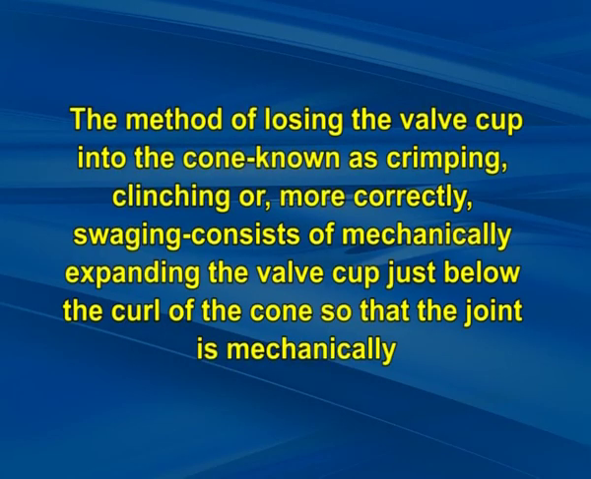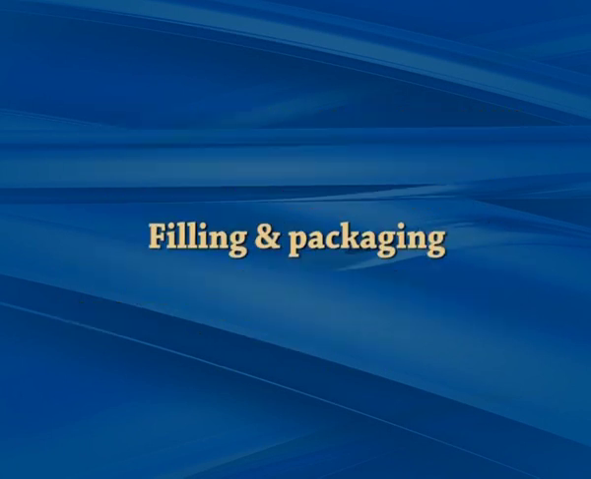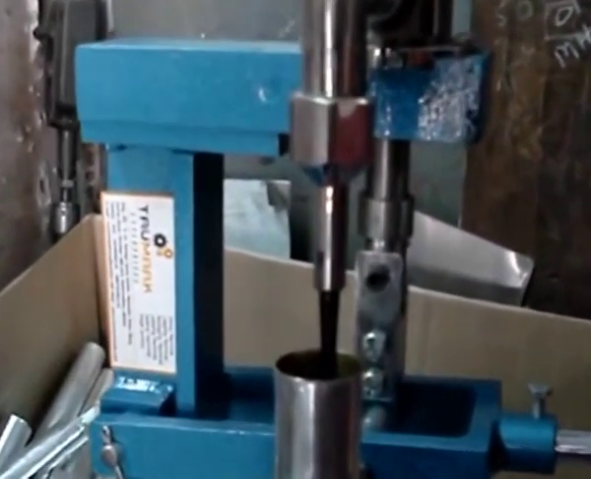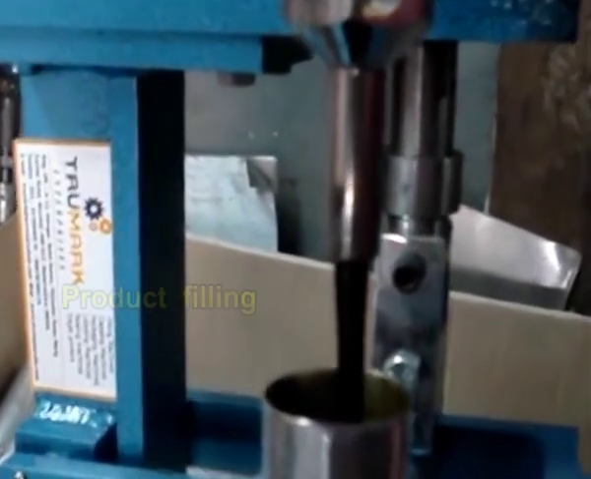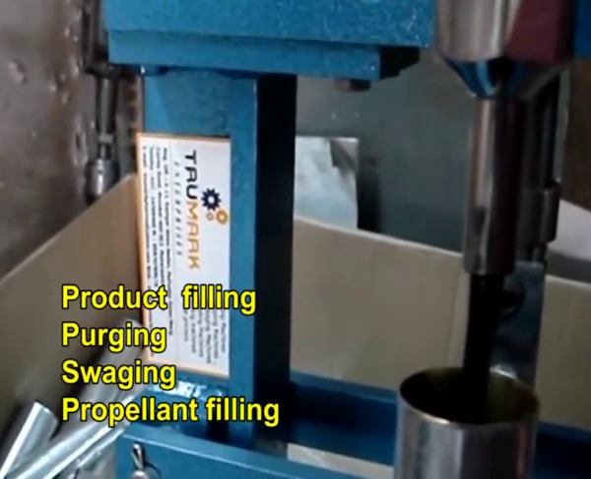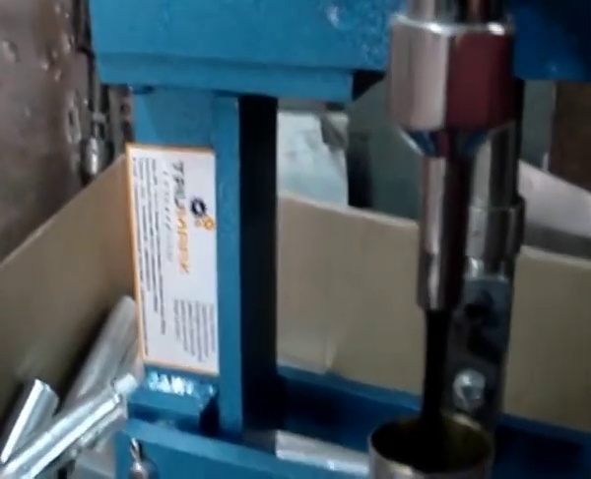The method of closing the valve cup into the cone, known as crimping, clinching, or more correctly, swagging, consists of mechanically expanding the valve cup just below the curl of the cone so that the joint is mechanically tight. Filling and packaging. The process of filling aerosol containers involves four main operations, namely product filling, purging, swagging, and propellant filling, the order of which may be varied.